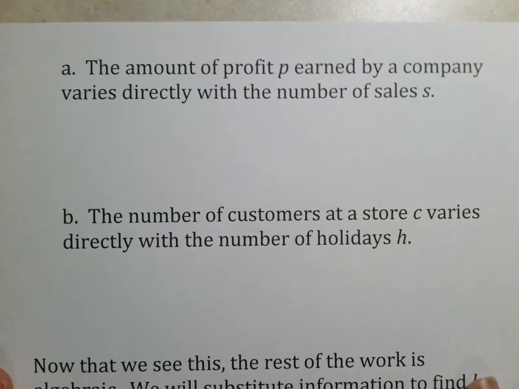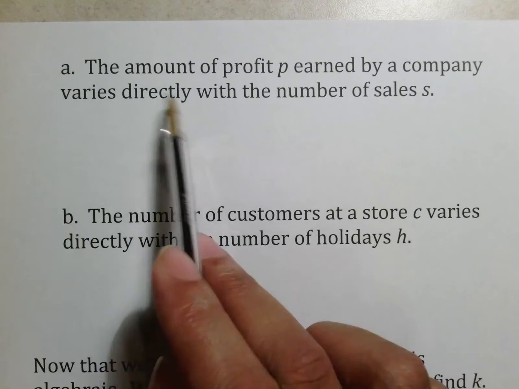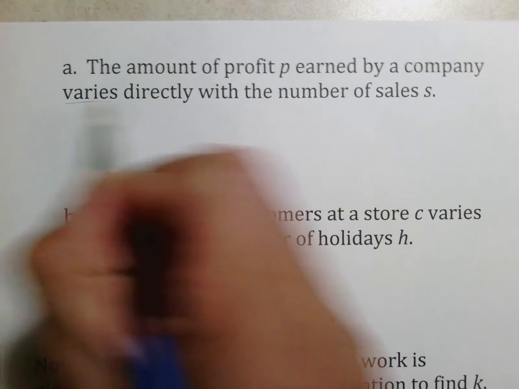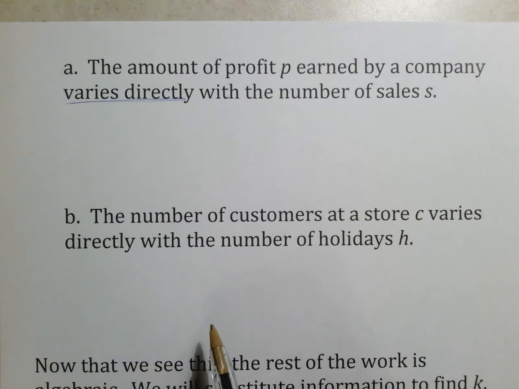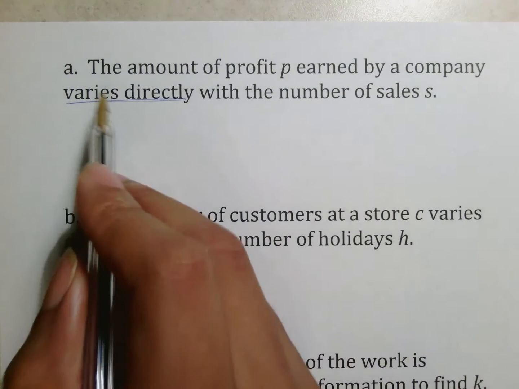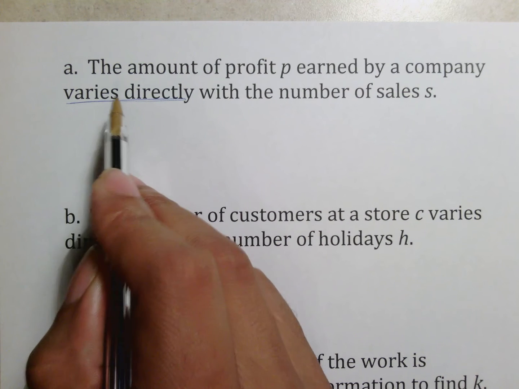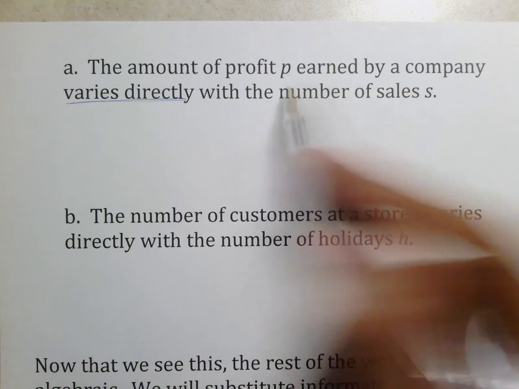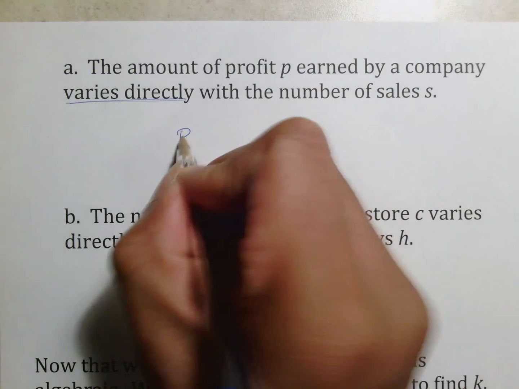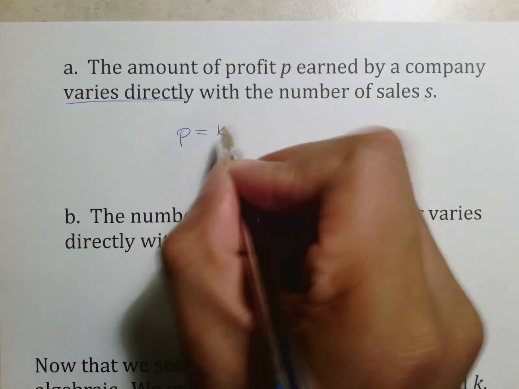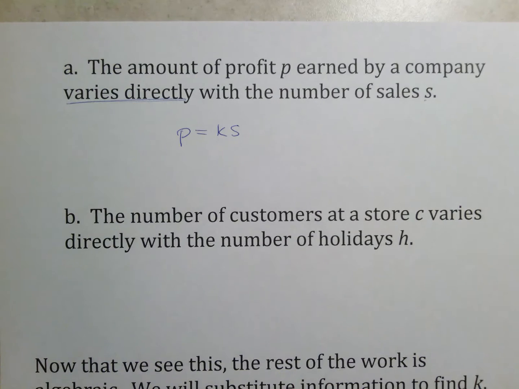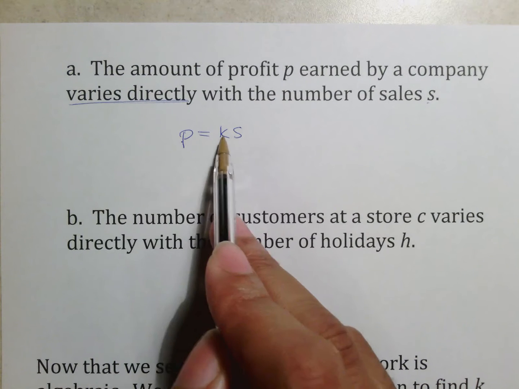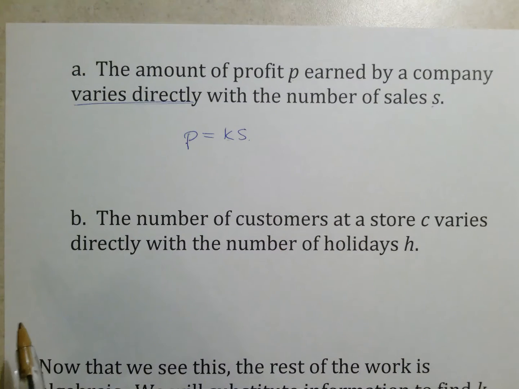This says the amount of profit P earned by a company varies directly with the number of sales S. This phrase means that there is a direct variation. So it means that we can attach a k to the dependent variable. And the way you do that is, if it's the profit P varies directly with blah, then you put P equals k times whatever the other variable is, which is S. Very simple. The profit varies directly with the sales S.